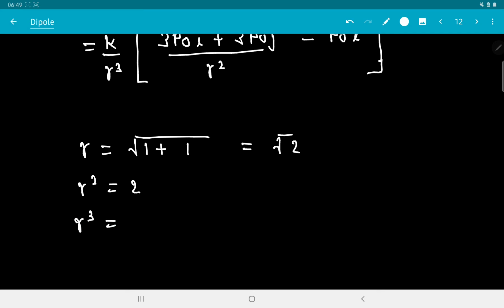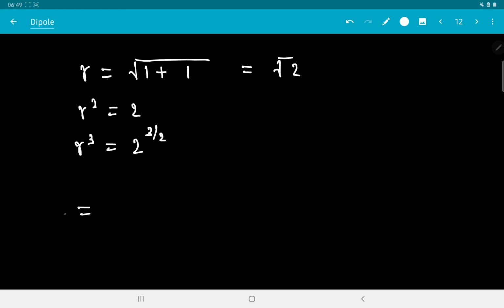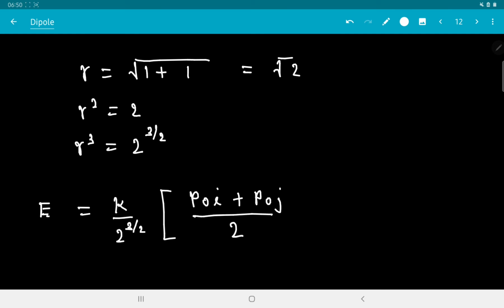R cube will be 2 raised to 3 by 2. So let us put these values. So electric field will be k divided by r cube, that means 2 raised to 3 by 2. Inside the bracket we have p naught I cap plus p naught j cap divided by r square, that means 2, minus p naught I cap.